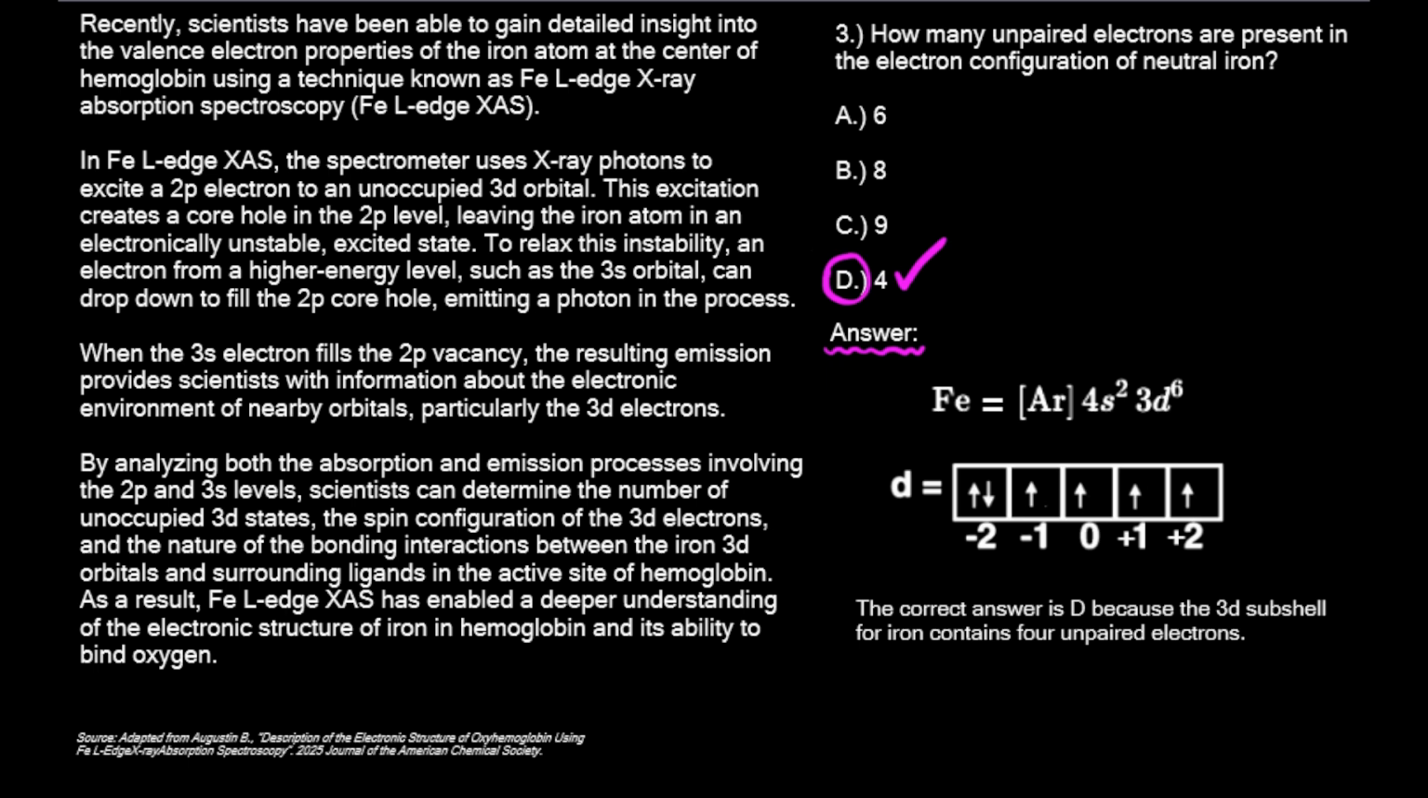Next, we focus on the subshells that contain unpaired electrons. The 4s subshell contains 2 electrons, and because there's only one s orbital, those 2 electrons are paired. This means the 4s subshell contributes 0 unpaired electrons. Now let's look at the 3d subshell. A 3d subshell contains 5 orbitals. According to Hund's rule, electrons will occupy each orbital one at a time before they start to pair up.